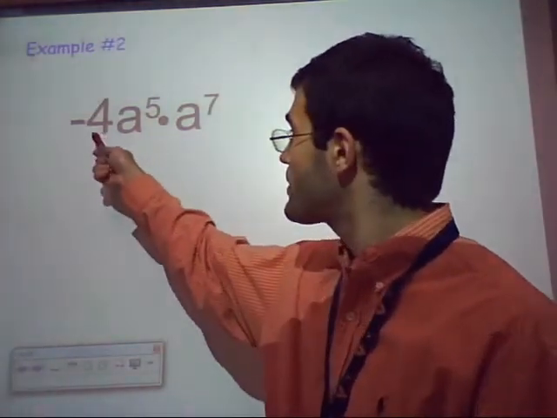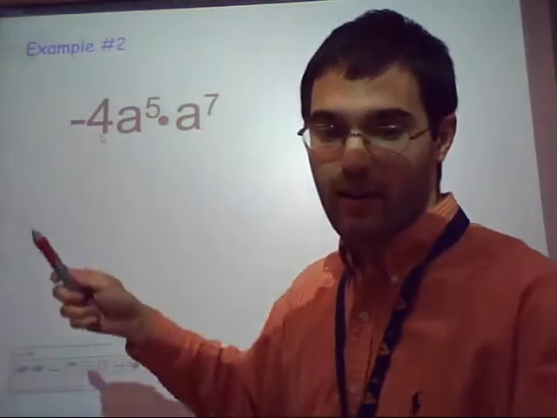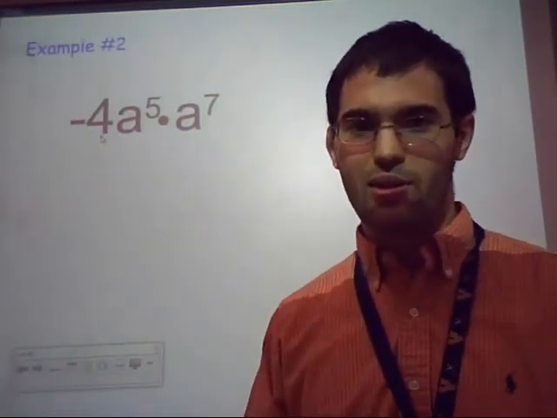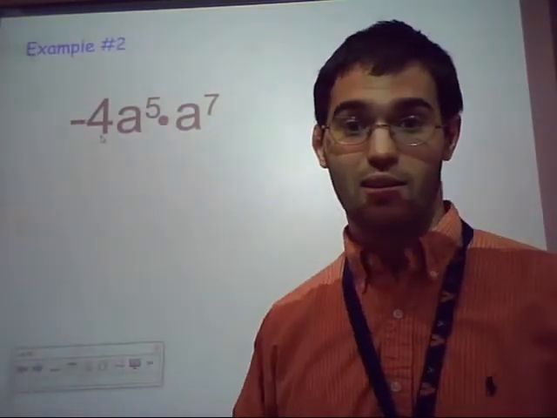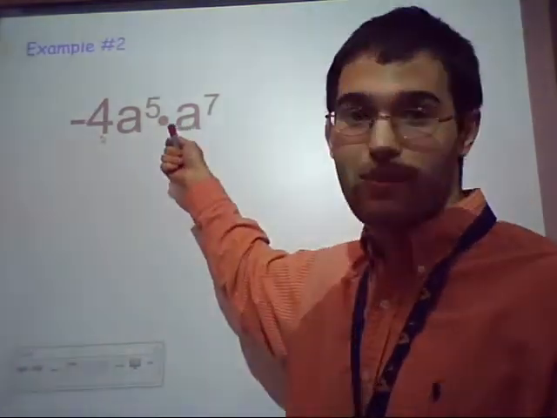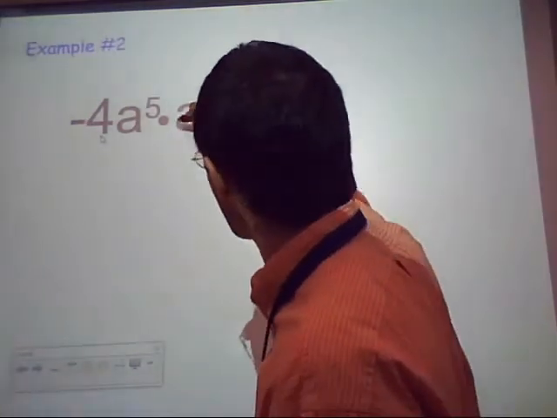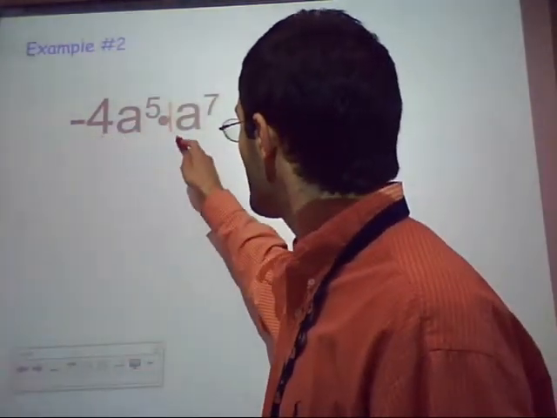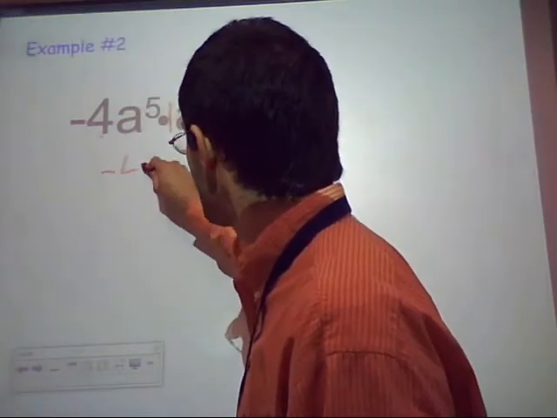Well, notice we have a coefficient of -4 in the first term, but the second term doesn't have any coefficient. So do you know what the coefficient would be if it's not listed? There's actually an invisible 1 there, because 1 times a to the 7th is still a to the 7th. So I can write that in if it makes it easier to read it. -4 times 1 is -4.